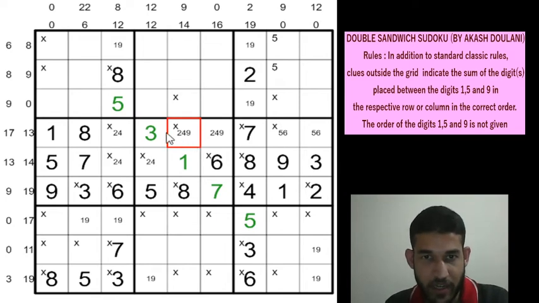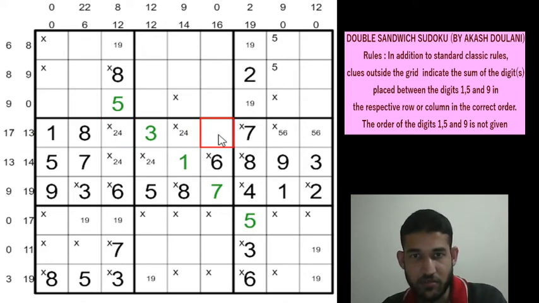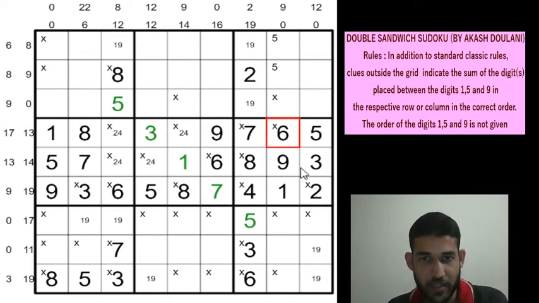Let's say you have a 9 here, then 8 plus 3 plus something will give you a 17. 8 plus 3 is 11, then you need to have a 6 to satisfy 17, so this is not going to be a 9, so this will be a 9. And now to satisfy the 13 total, we need to have a 5 here and a 6 here. 7 plus 6 will add up to 13, there is no other possibility.